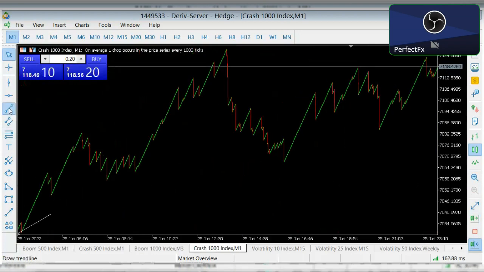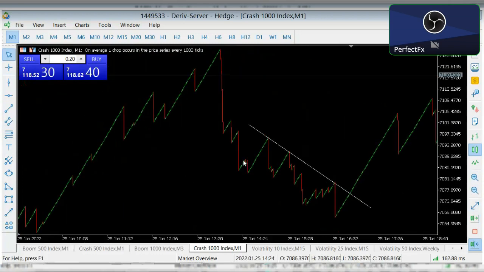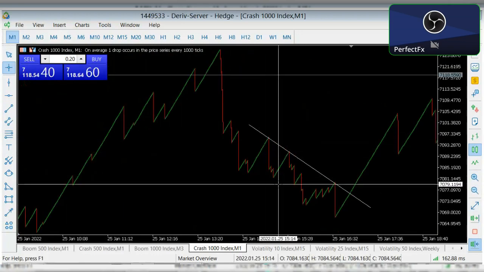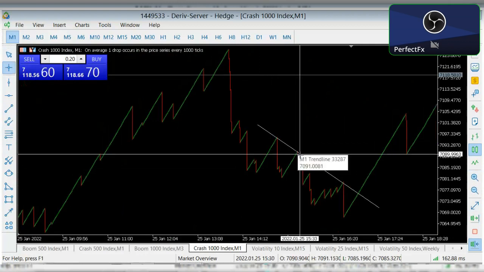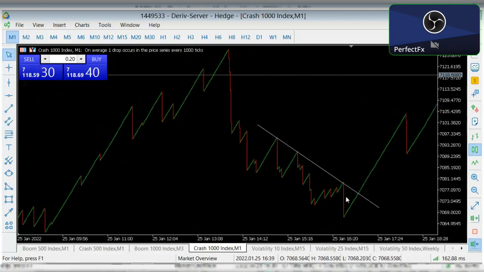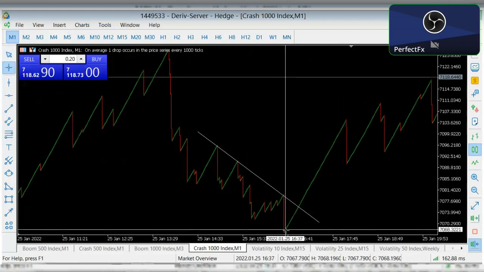Can you see this point? This is actually a sell entry at this point. Let's zoom it in for you guys to see. This is the first touch, break of structure to the downside. Can you see the second touch? Can you see the third touch? The price touched the trend line for the third time. Can you see the spike?